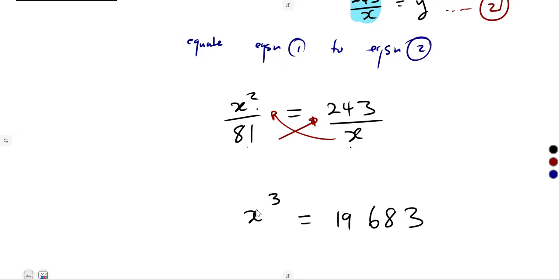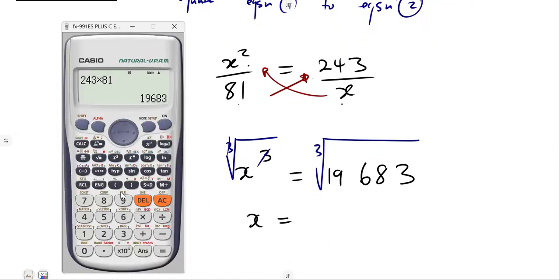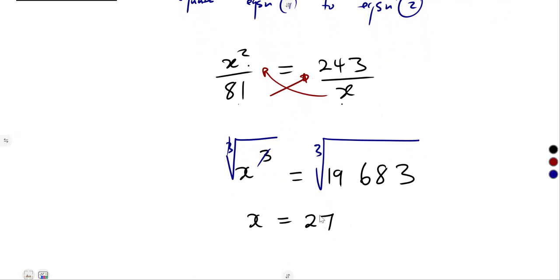19,683. Since this is to the exponent of 3, we can determine the cube root of both sides. The cube root will cancel the exponent. So x is equal to what? The cube root of what we are given. From our calculator, simply shift the square root to get the cube root. The cube root of the answer is 27. So x is equal to 27.